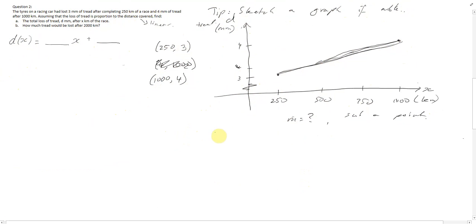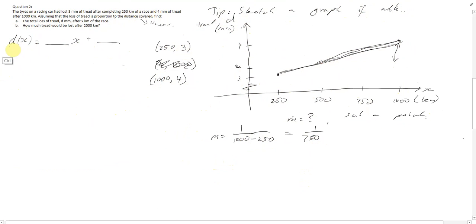Okay, so first let's start with finding the gradient. The change in y from 4 to 3 is a 1. The change in x is from 1,000 to 250, which is going to be 1 on 750 is the gradient. So now we need to sub in a point.